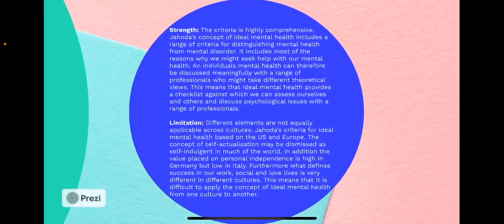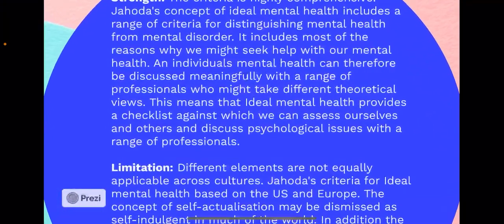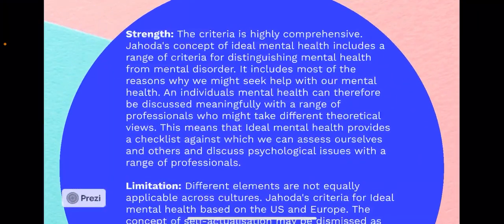A strength, so just like the others, its usefulness is a strength. So the criteria is highly comprehensive. We have a really good list of things for us to look at and consider with regards to ideal mental health. So Jahoda's concept of ideal mental health includes a range of criteria for distinguishing mental health from mental disorder. It includes most of the reasons why we seek help with our mental health.